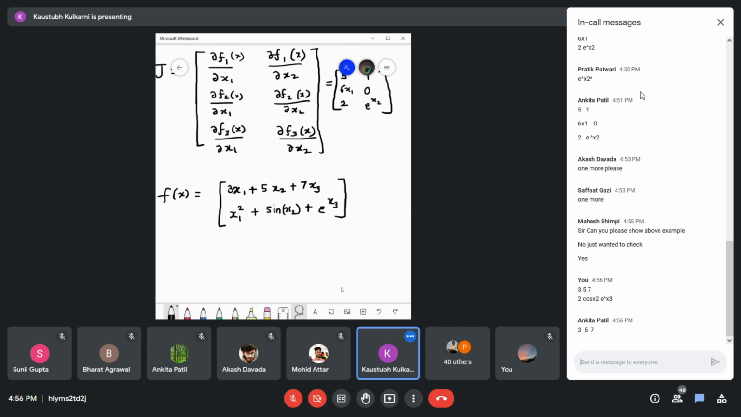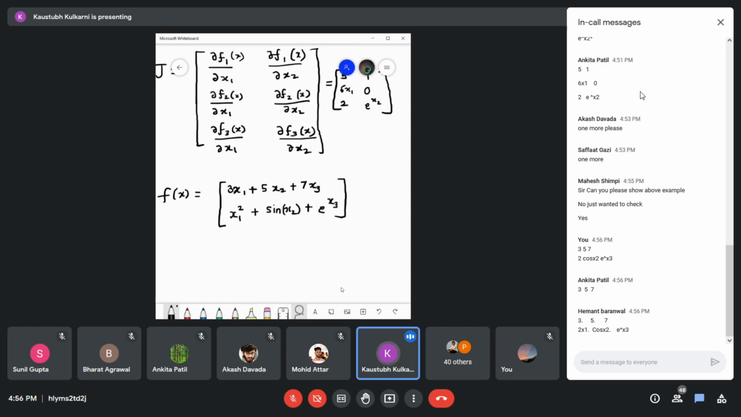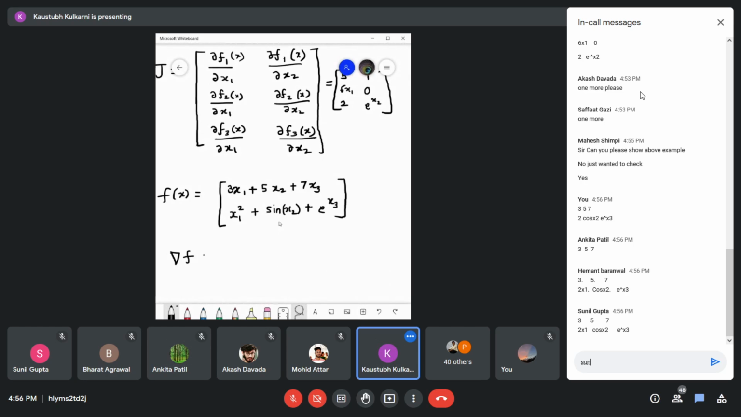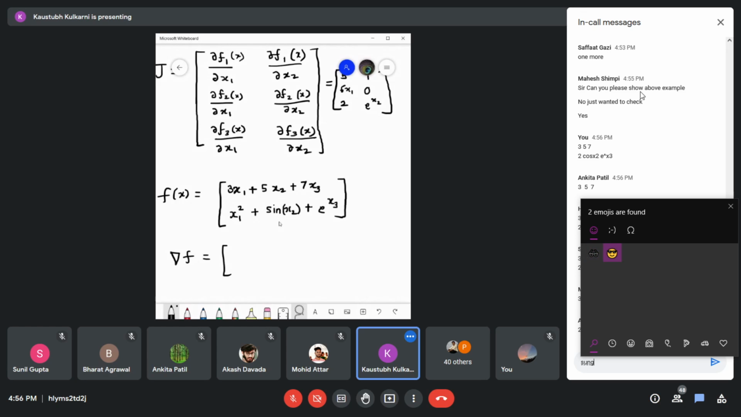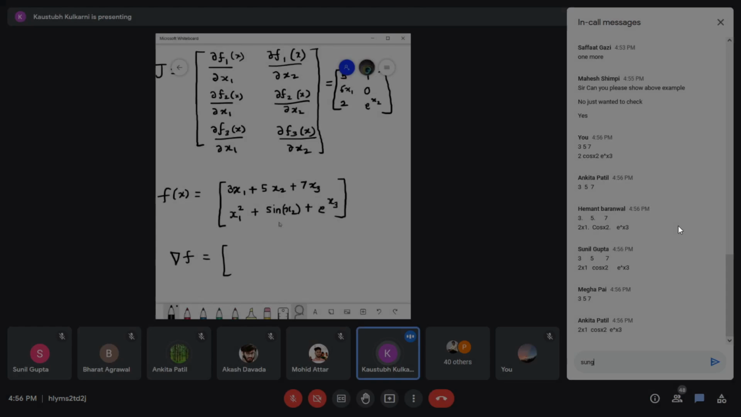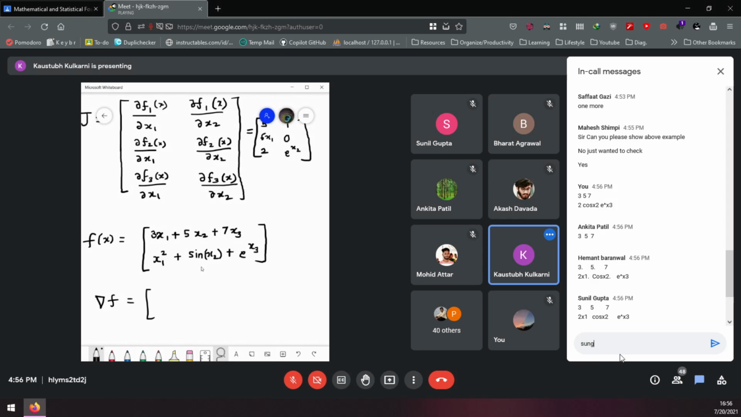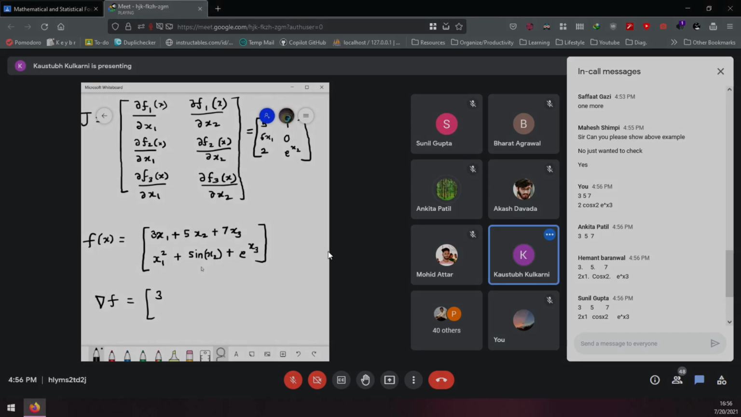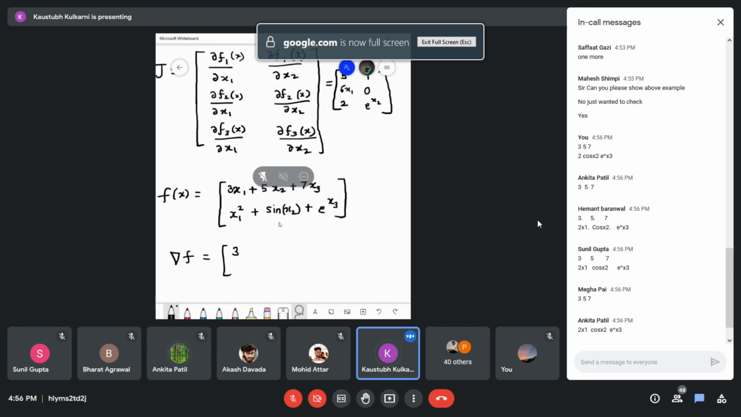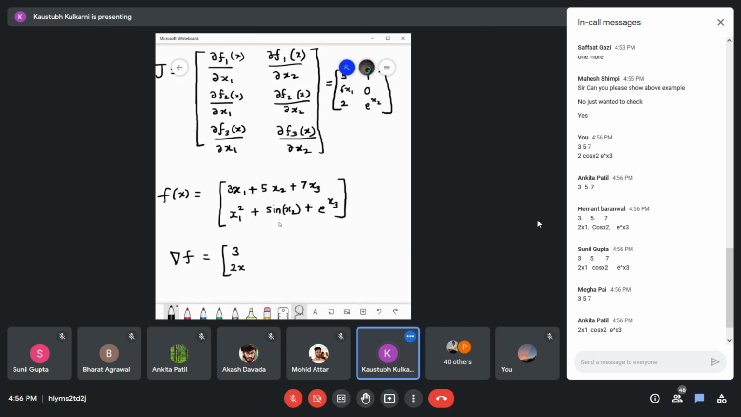3 5 7, 2 x1, cos x2, e raised to x3. Yes, I have solved it directly. The gradient in this case will be the partial derivative with respect to x1. f1 with respect to x1 is 3. f2 with respect to x1 is 2x1.